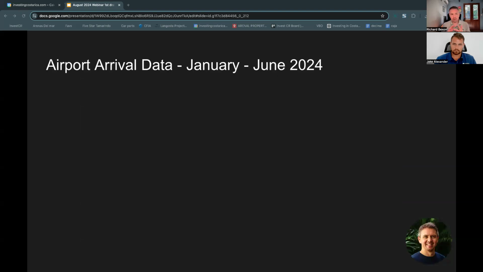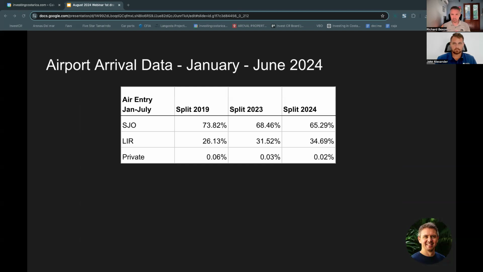Now what we're going to take a look at, guys, is, we've done the country, we've done seasonality, now let's look at arrival data by airport. When I started in tourism in Costa Rica, which was in 2005, Liberia to San Jose was an 80-20 split. As you can see there, in 2019 it was a 73-26 split. Then in 2023, it moved to a 68-31 split. And now it's basically a 65-34 split. So Liberia continues to grow and outstrip San Jose. San Jose can't grow much more, whereas Liberia has a lot of space to do it.